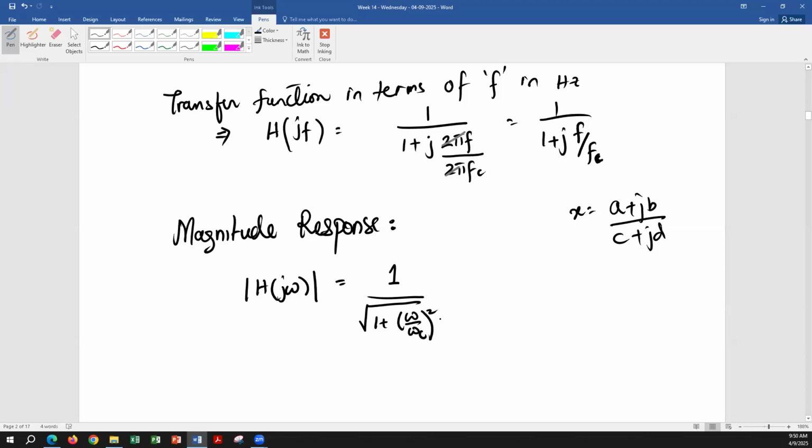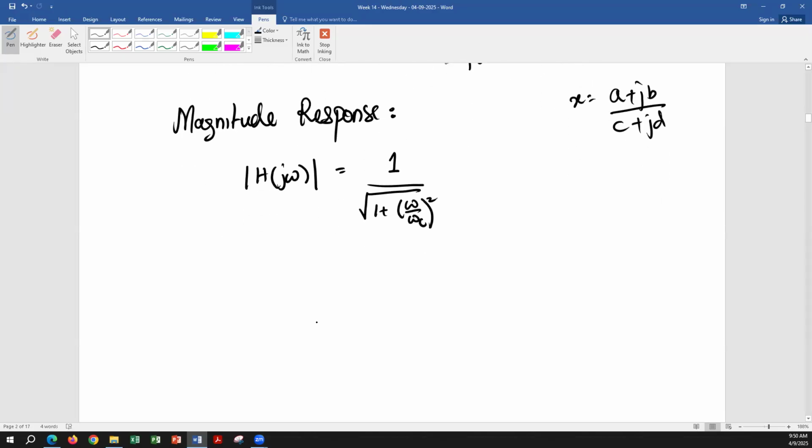That is the magnitude response expression for the low pass filter. Okay, now if you look at this magnitude response equation and if you plot that, magnitude of H of j omega, our frequency is going from 0 all the way up to very high frequency. This is omega.